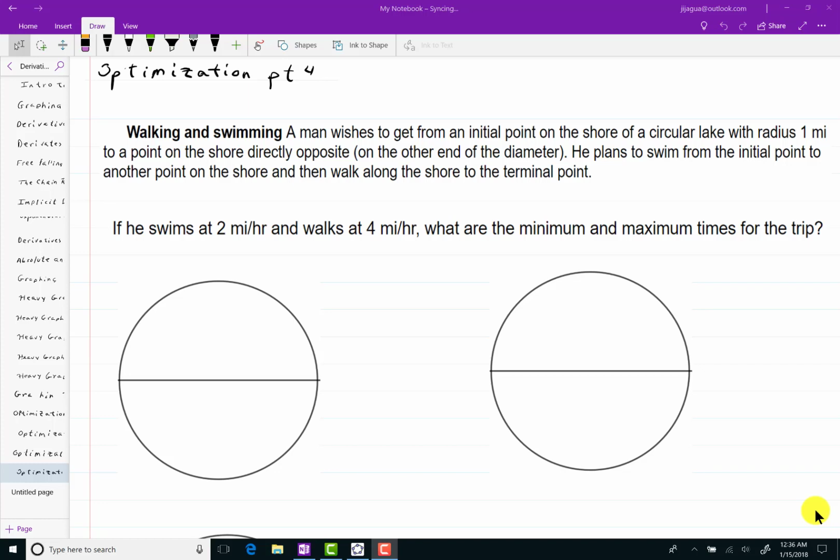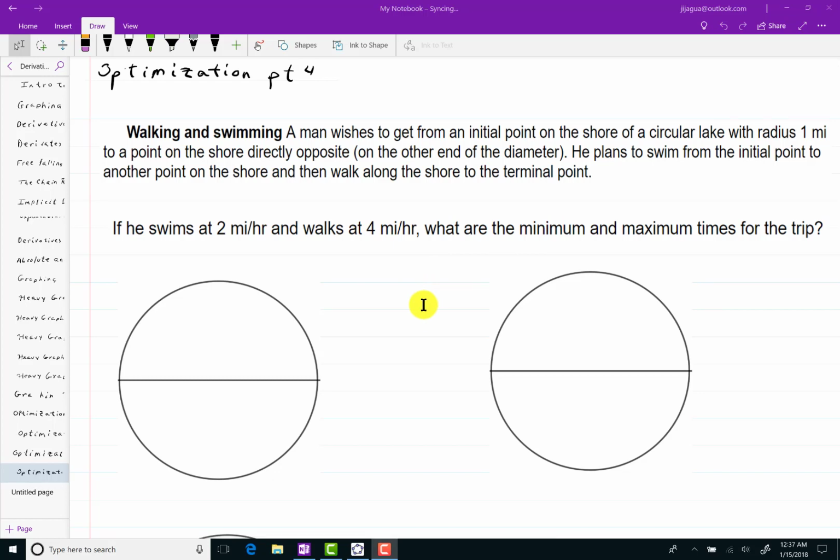All right, optimization part 4. A man wishes to get from an initial point on the shore of a circular lake with radius 1 mile to a point on the shore directly opposite on the other end of the diameter. He plans to swim from the initial point to another point on the shore and then walk along the shore to the terminal point. And then it lists how fast he can swim and how fast he can walk, and we'd like to know what are the minimum and maximum times for the trip.